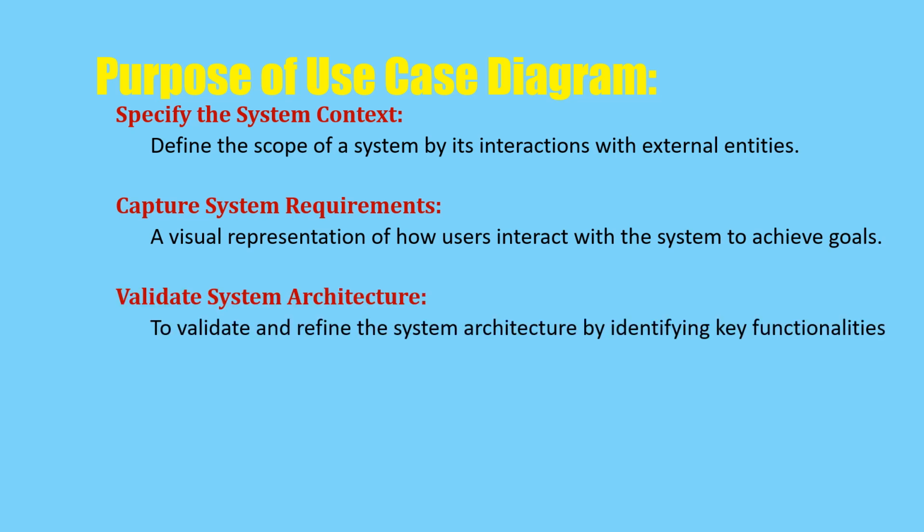Validate system architecture. Use case diagrams help validate and refine the system architecture by identifying key functionalities and their relationships, facilitating better design decisions. For example, in a ride-sharing app, use case diagrams help identify core functionality like booking a ride, tracking drivers' location, and handling payment transactions, ensuring the system architecture supports these requirements.